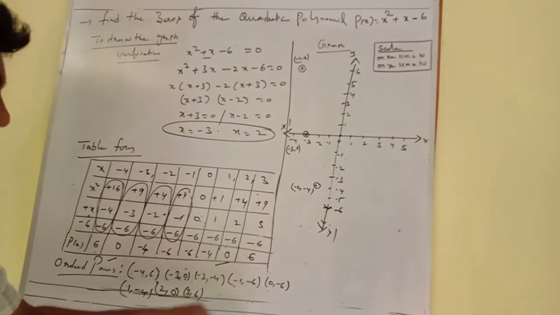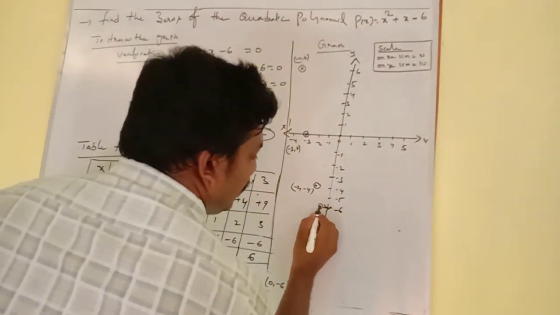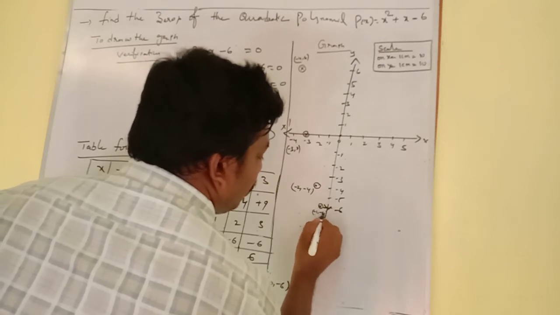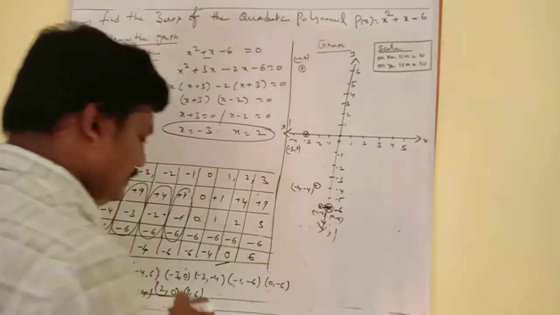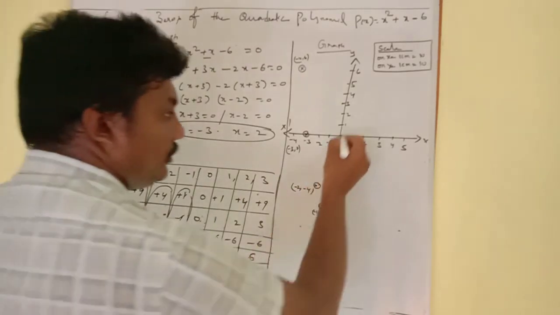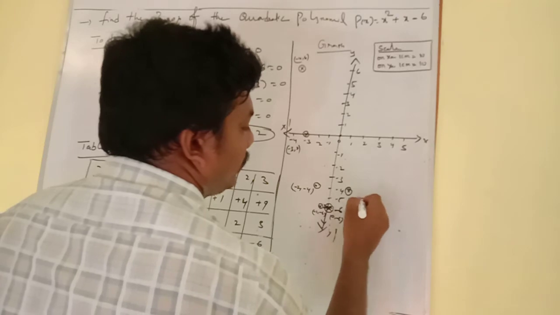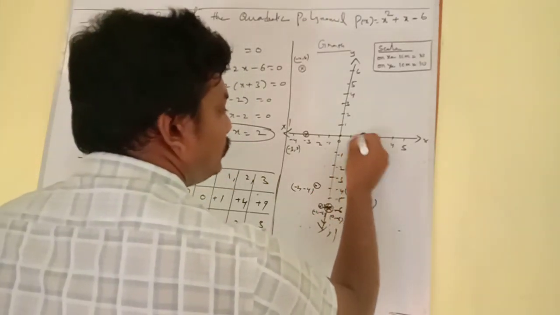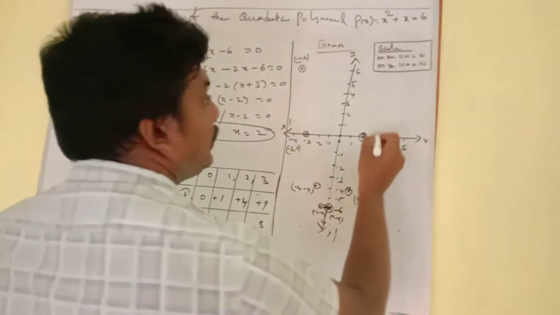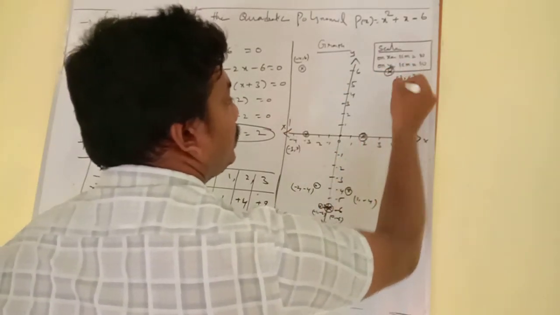Now this is minus 1, comma minus 6. Then 0, comma minus 6. Next 1, comma minus 4, this is the point. Next point 2, comma 0, and 3, comma 6, this is the point on the graph.